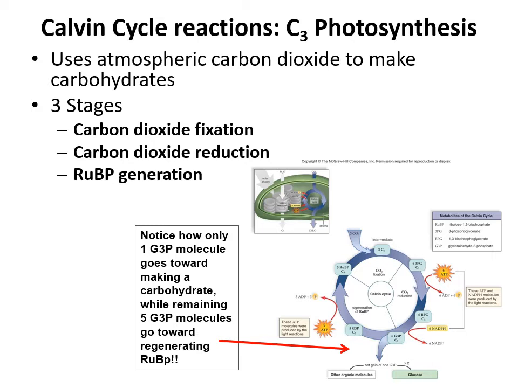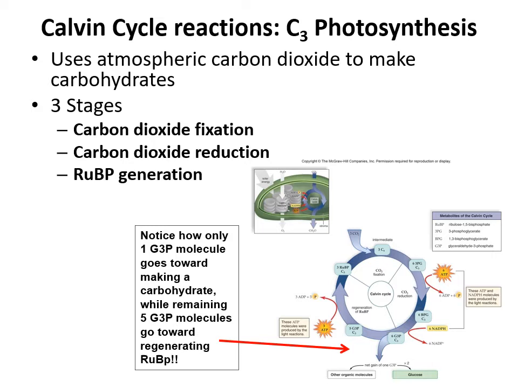Now, there are other types of reactions to be aware of. So the Calvin cycle reactions, you have what's called C3 photosynthesis. This process uses atmospheric carbon dioxide to make carbohydrates. And how do you have atmospheric carbon dioxide? Well, think, what do you breathe out all the time, right? So you breathe out carbon dioxide that the plants then use, and the plants then give you oxygen to breathe in. Okay, so they're very important with cycling for us as well.